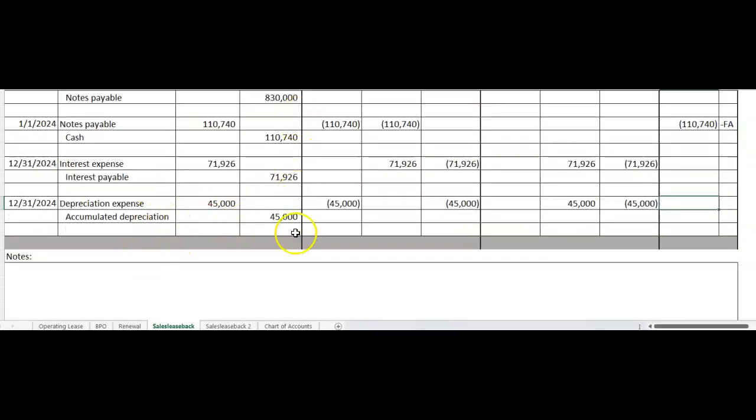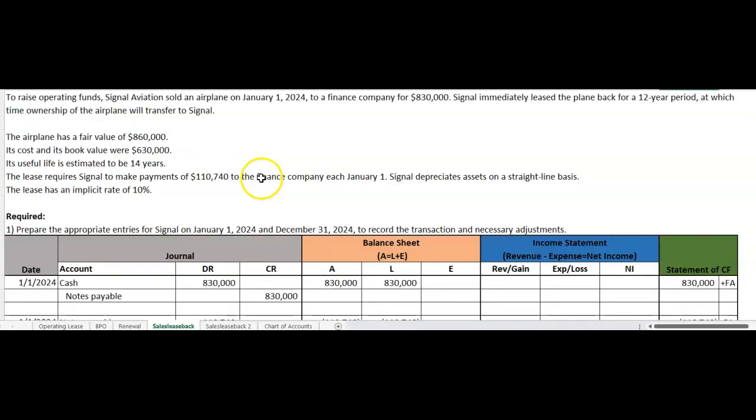Okay? Now, in the next video, what we're going to look at is, well, what if it would qualify for the sales-leaseback approach, which means we have a lease and it would be an operating lease after that point. So that's our next video.